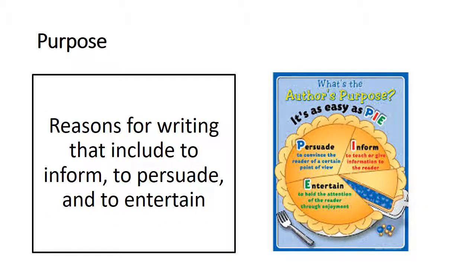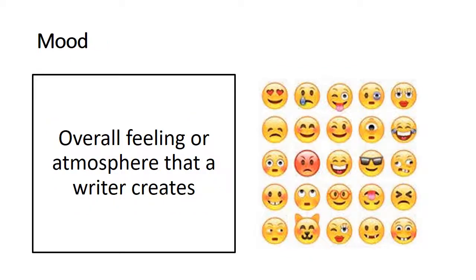Purpose is the reason for writing that includes to inform, to persuade, and to entertain. Remember the pie chart? P is for persuade, I is for inform, E is for entertain. Mood. Mood is the overall feeling or atmosphere that a writer creates. Think of mood like the emojis you feel when you read something.